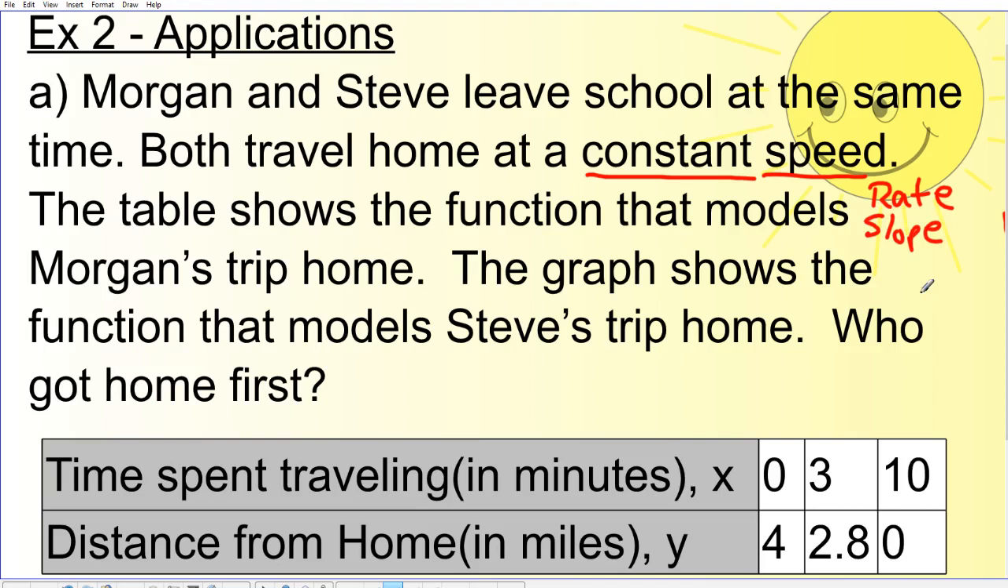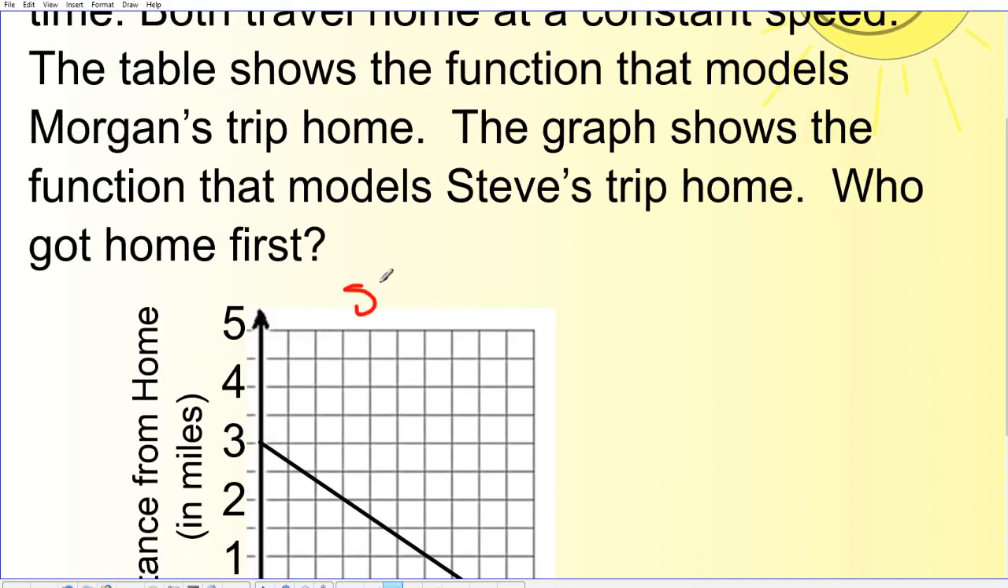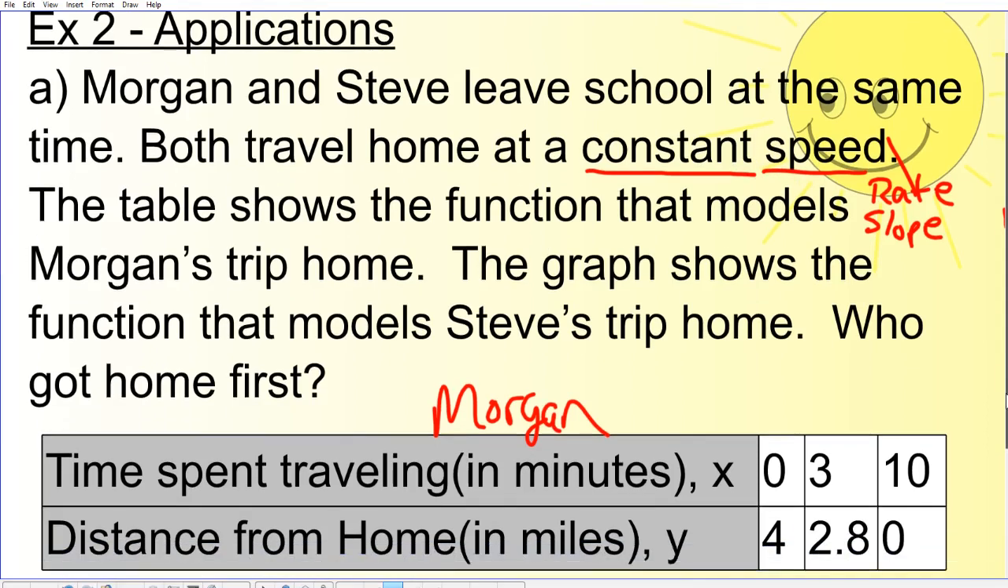The table below shows the function that models Morgan's trip home. The graph shows the function that models Steve's trip home. Who got home first? So here is Morgan, and here is Steve. So we want to know who got home first. And now, if we brainstorm this for a second, they're both traveling at a constant speed. That means they're just not slowing down and speeding up and slowing down and speeding up. And we're just trying to find out who got home first.